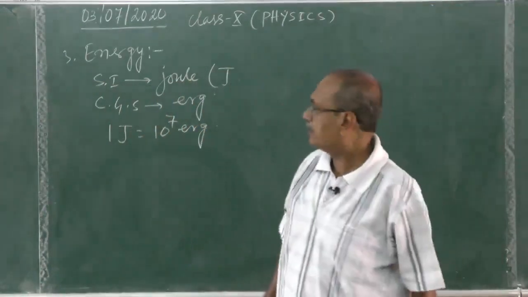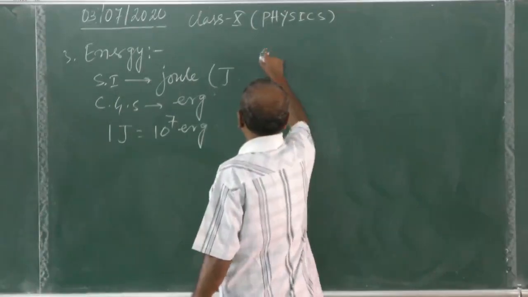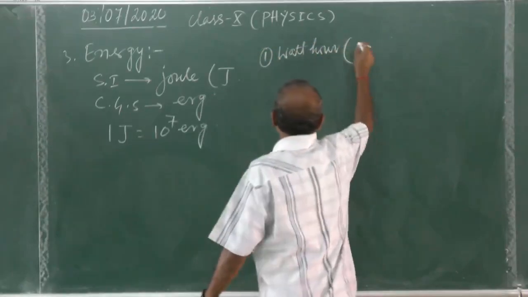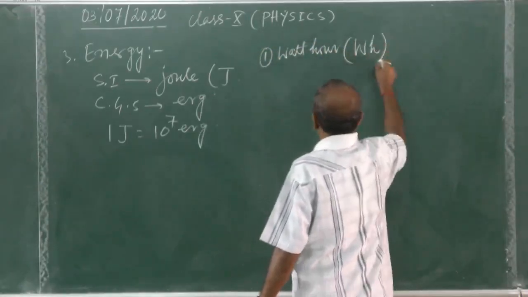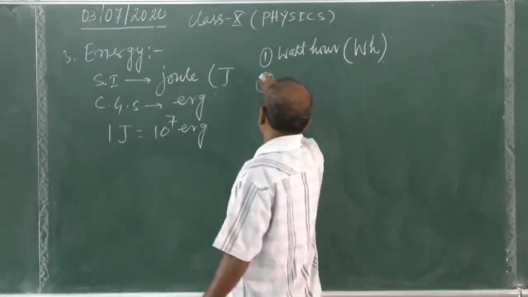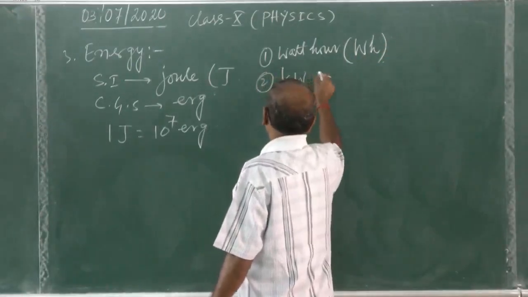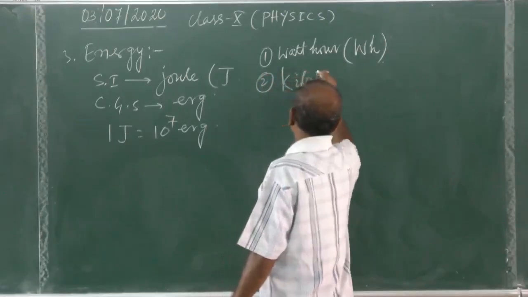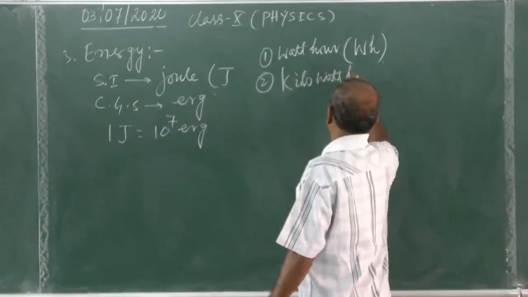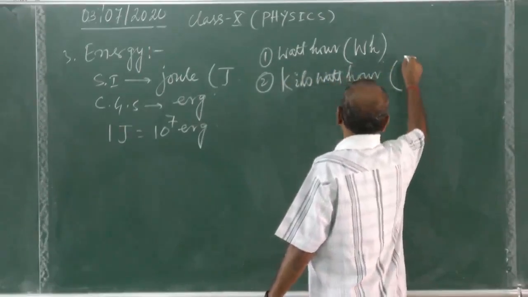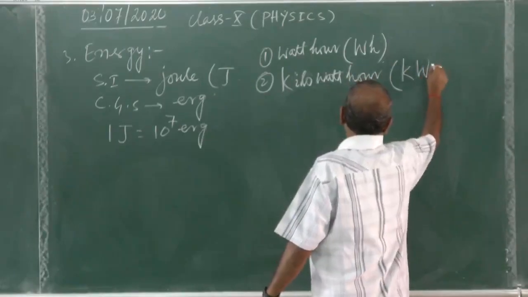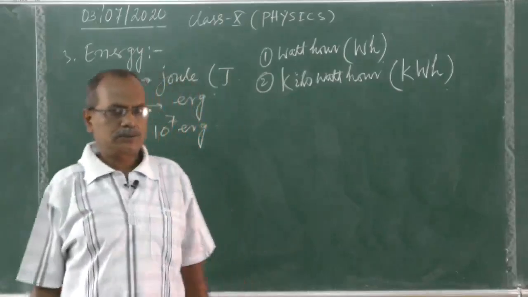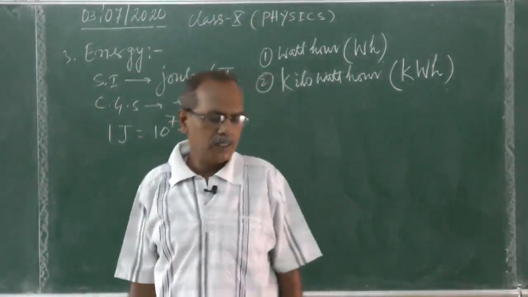Now there are some bigger units. Bigger unit is watt hour, kilowatt hour. That is small k, capital W, kilowatt hour, kWh. So these are bigger units.